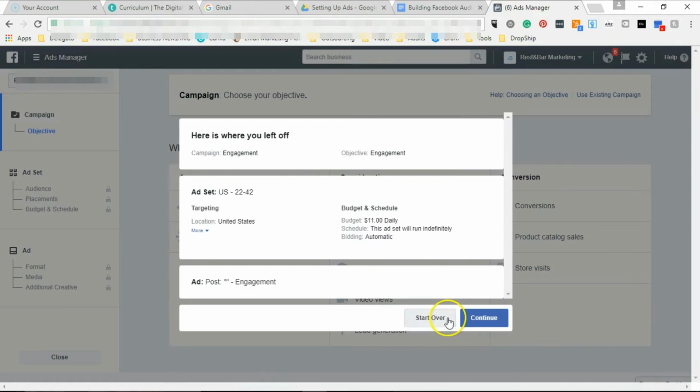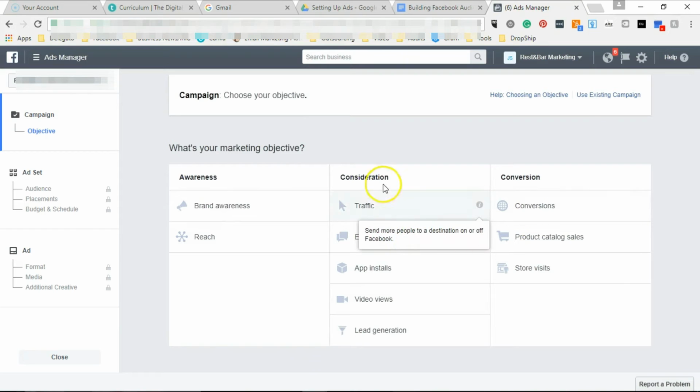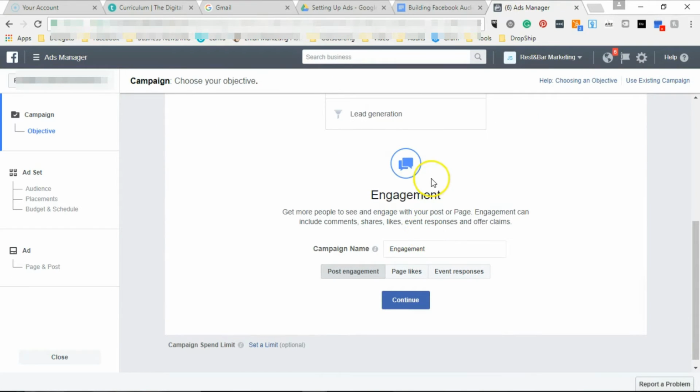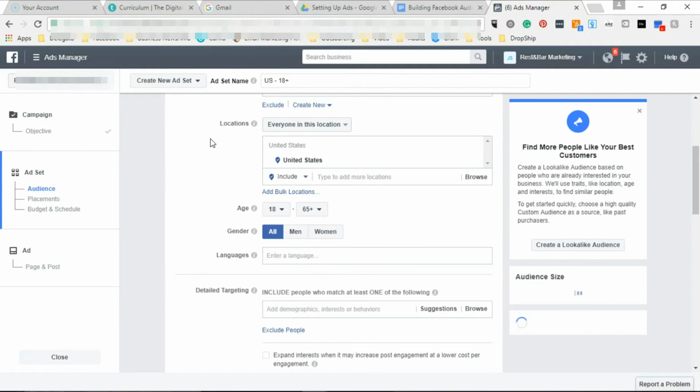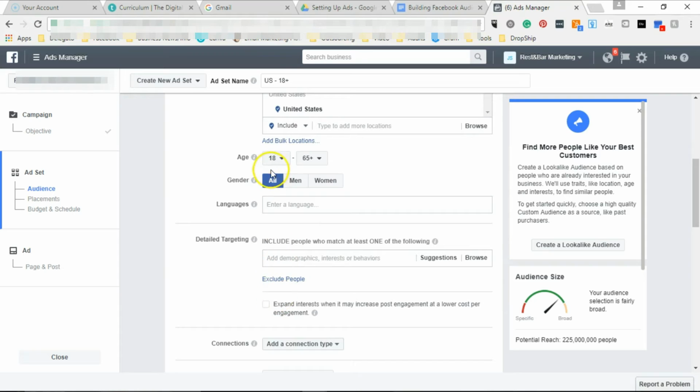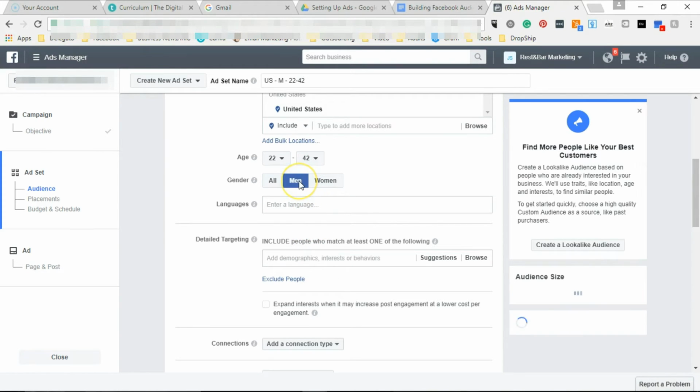Alright, key thing right here, we're going to start over. Key thing to do is know what type of post you're doing. We'll go into that more in the actual Ads Manager or ad builder video, Facebook ads builder video that I'm going to do. We'll do post engagement for this one. Just keep things moving forward. Alright, real quickly, this is where you start basically like we were at over there. So you're going to set your location, you're going to set your age range. We'll do 22 to 42. There it is. Alright, we're going to do men.